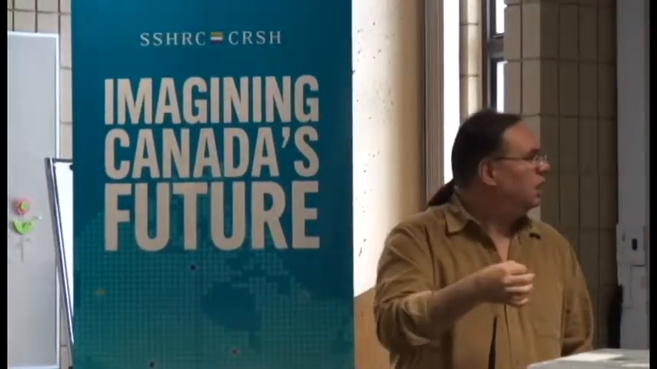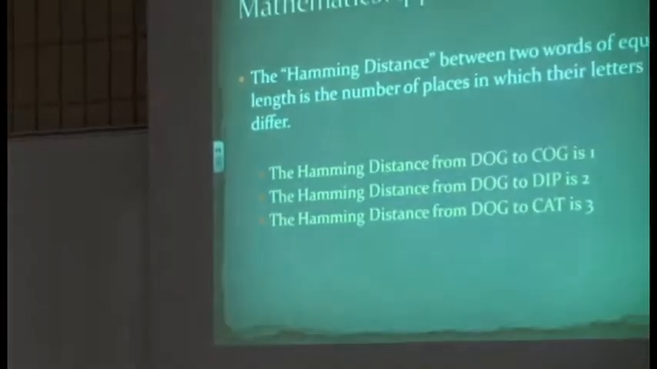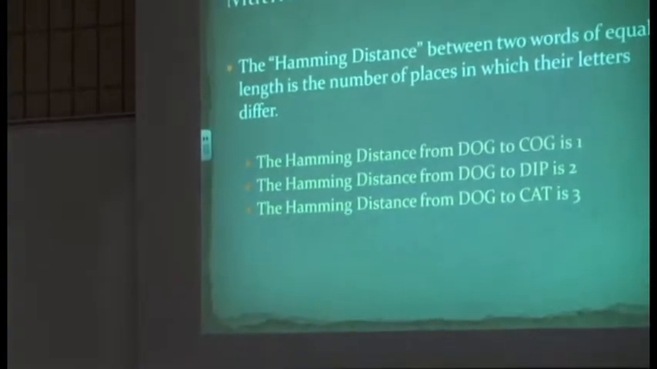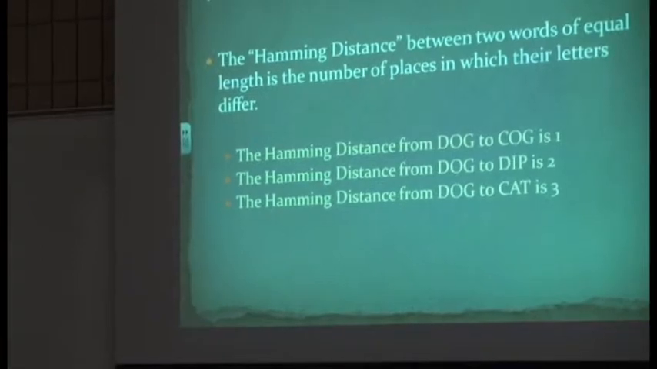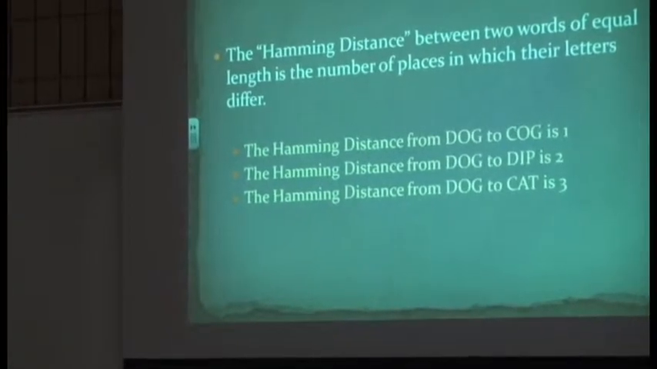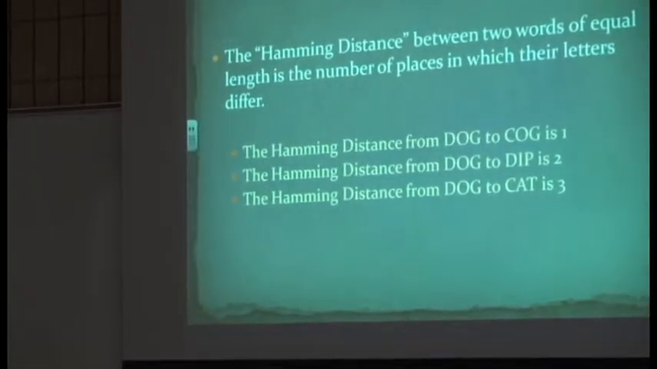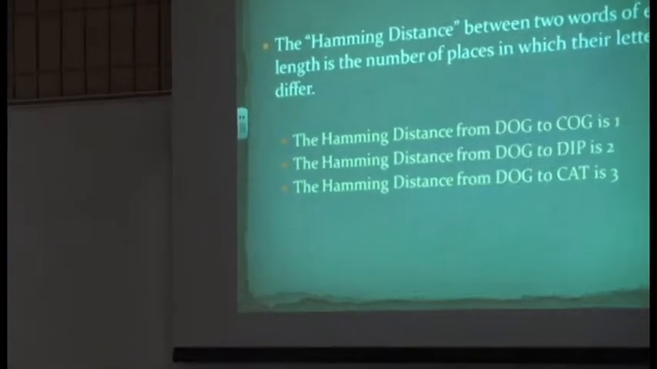So dog to cog is one because I've only changed one letter. But on the other hand, dog to dip is two, the Hamming distance is two, because I have to change two letters to get from dog to dip. And then from dog to cat is three because I have to change three letters to get from dog to cat. Now what I'm really interested in here is words with Hamming distance one. I just want to know how I change one letter to get from one word to another.